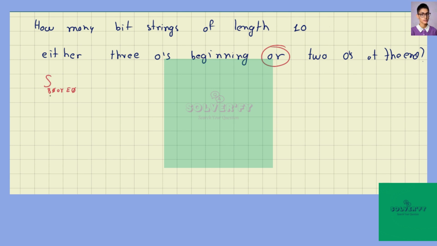Okay, so the number of strings that begin with the 3 zeros or end with the 2 zeros is going to be equal to what? Well, this is going to be equal to all the strings that begin with the 3 zeros, plus the strings that end with the 2 zeros, minus the intersection, that is, those strings that begin with the 3 zeros and end with the 2 zeros.